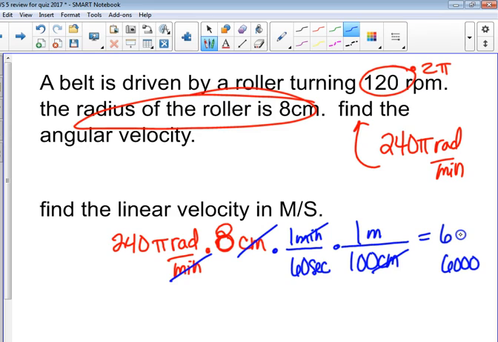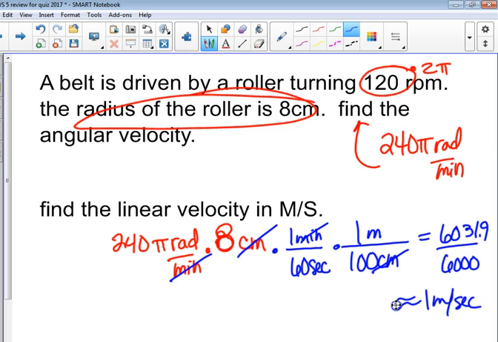Did anybody type it yet? It turns out to be almost exactly 1. Did you multiply the pi in? You didn't multiply the pi in yet, that's why. So if you type 240 times pi times 8, you get like 6031.9. You divide it and you get roughly 1 meter per second. I don't know how I made up numbers and it came out 1 meter.